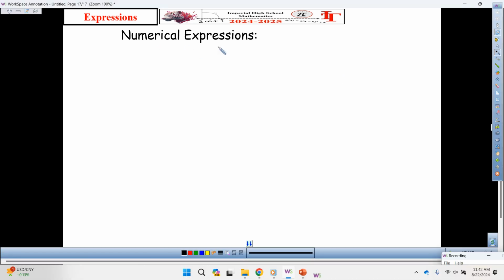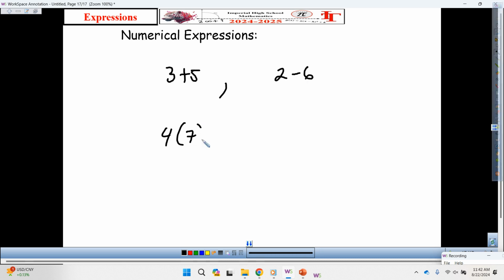Numerical expressions, self-explanatory. 3 plus 5. 2 minus 6. 4 times 7. 8 divided by 4. What do you guys notice? They're just numbers, but what else do they have? Operations. Plus, minus, multiplication, and division, but only numbers, yes?